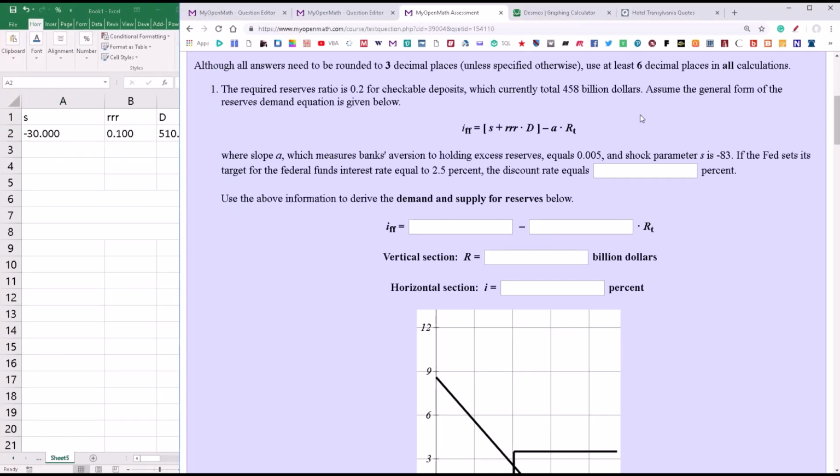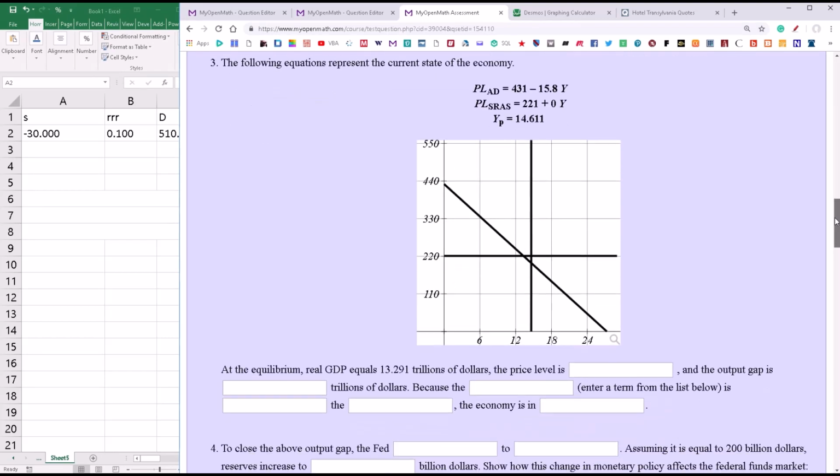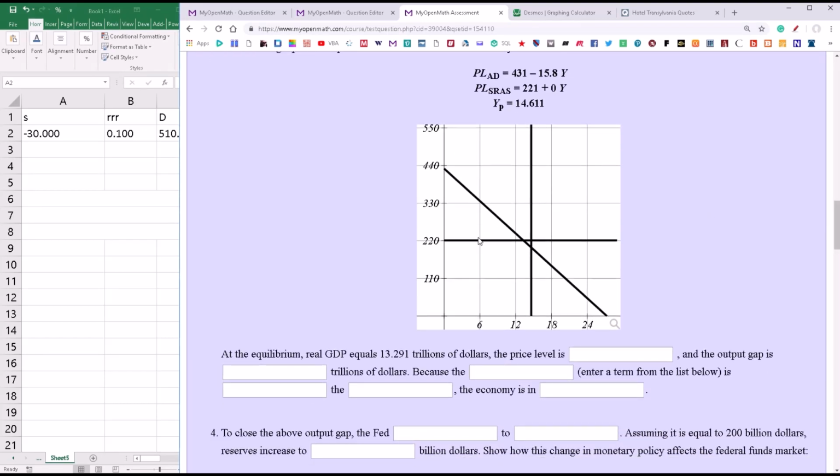Okay, in this particular problem, we're going to look at the effect of an open market purchase on the Keynesian model, where in the Keynesian model, the aggregate supply curve is perfectly elastic. And we're doing this because initially here, at the equilibrium, real GDP is less than potential.